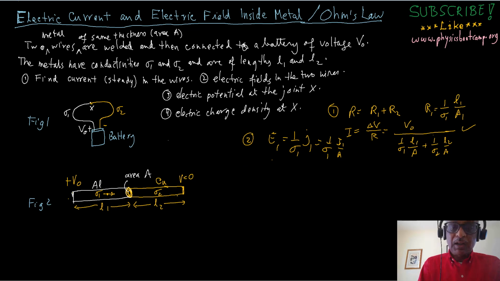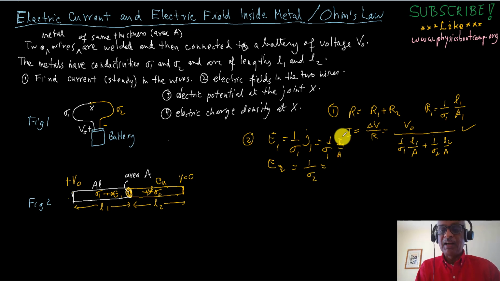Okay, and then you can get E2. Because this is the positive side, E2 will be pointed in that direction, opposite to E1. The same argument gives me 1 over sigma 2 times I over A, where I is the same current as before. So it's the same except they're different, right? You can see that E1 is not equal to E2.